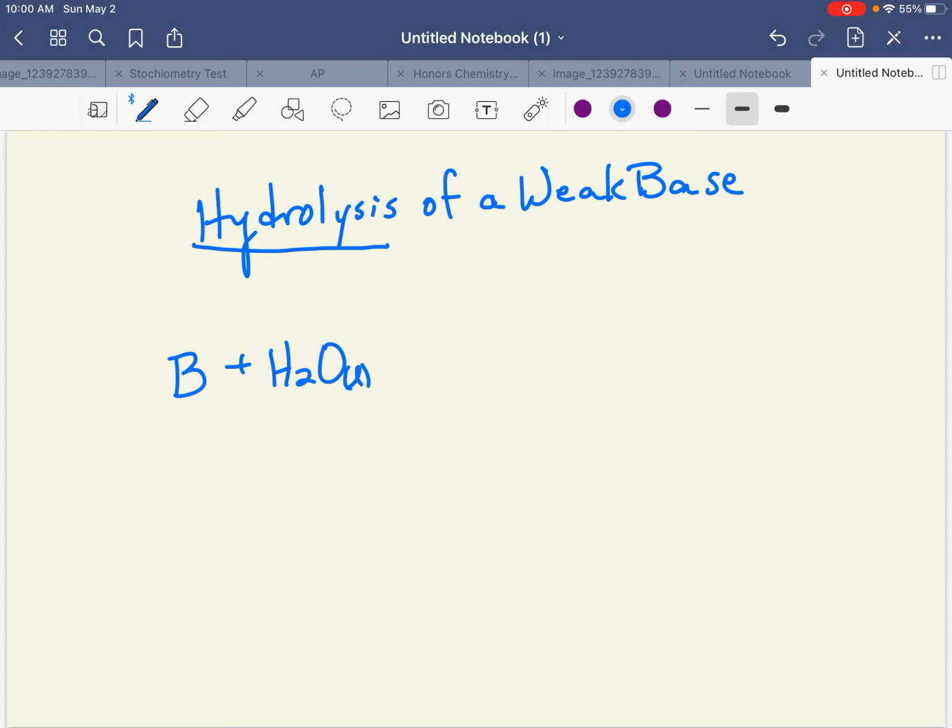It will mostly stay as the weak base. This is a reactant-heavy equilibrium. That's why it's weak. But some of the weak base will react with the water, removing an H plus from the water molecule and forming its conjugate acid that leaves hydroxide. And so that's how the weak base gets hydroxide into solution.